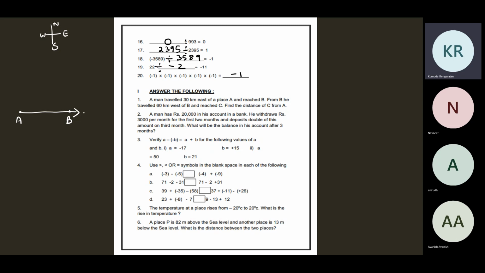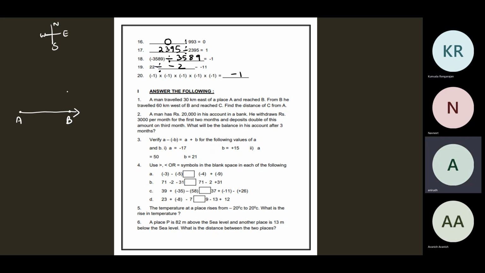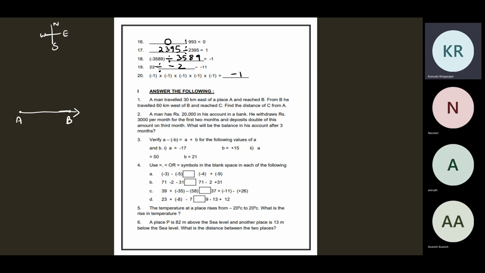From B, he traveled 60 kilometers west. So west of B will be, this is B. Which is the west of B? You can see, left side. It's going like this. He's going to the left of B. So from B, he traveled 60 kilometers west, this way. He goes 60 kilometers west of B and reached C.